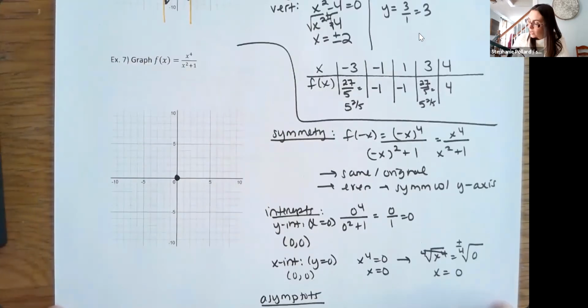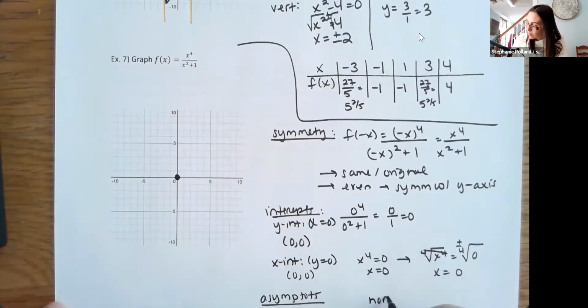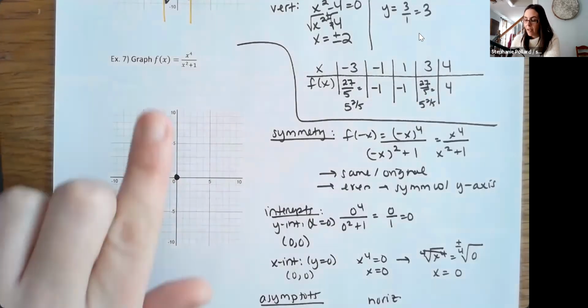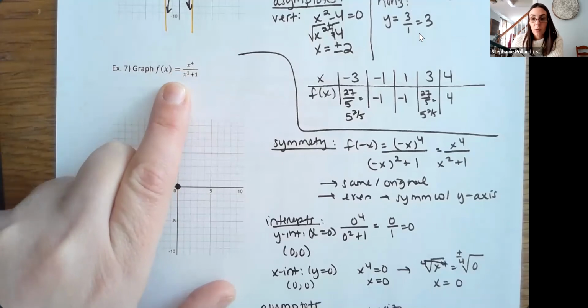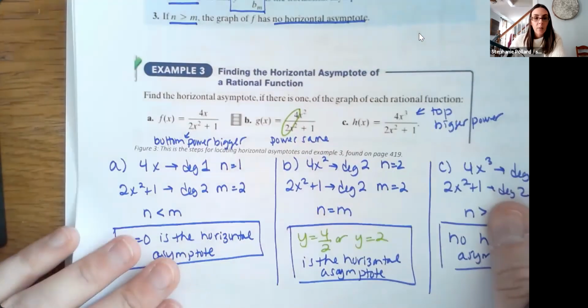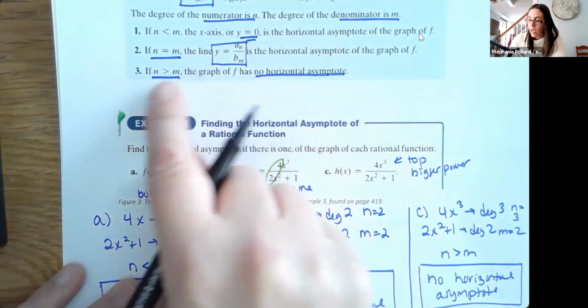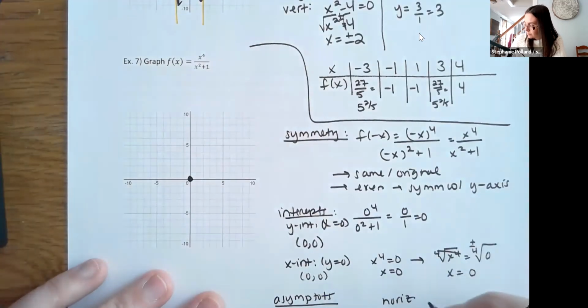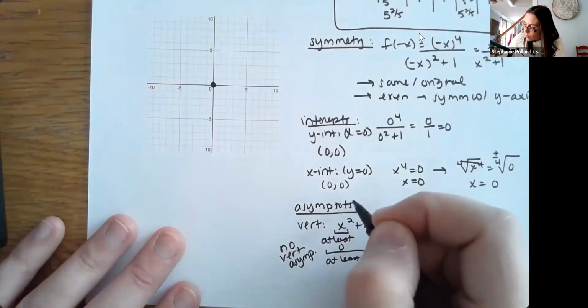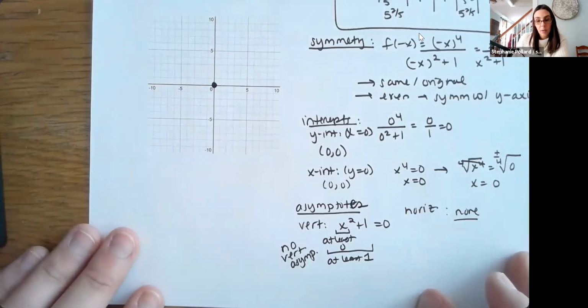And then we also have to check our horizontal asymptote. And again, if you need to, you can go back to that little cheat sheet here. Notice that my higher power up top is a 4, and then my denominator has a power of 2. So my numerator has a higher power than my denominator. And when that happens, you have no horizontal asymptotes. So for this case, I have no vertical and no horizontal asymptotes.